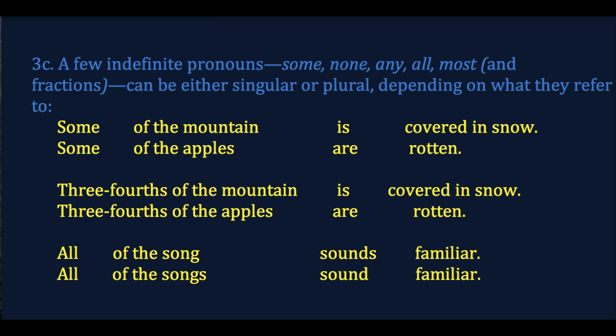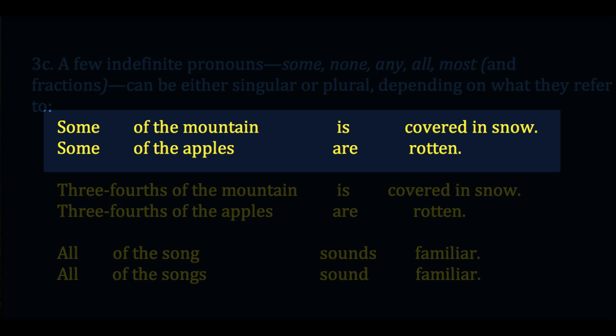Look at the first set of two sentences. You can see it's the same subject, the word some, but in the first, it's some of the mountain, referring to a singular object, mountain. That makes some singular, so you want is, the singular verb. Some of the apples, apples is plural, making some plural, therefore are is plural.